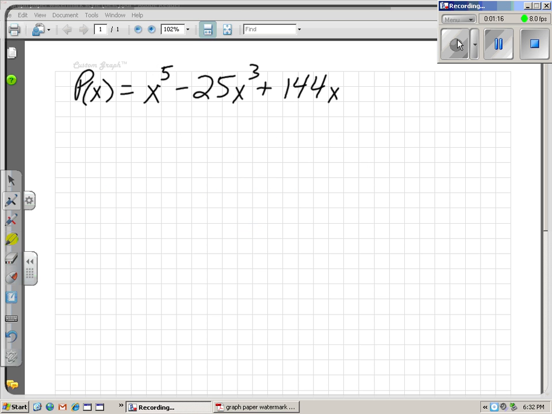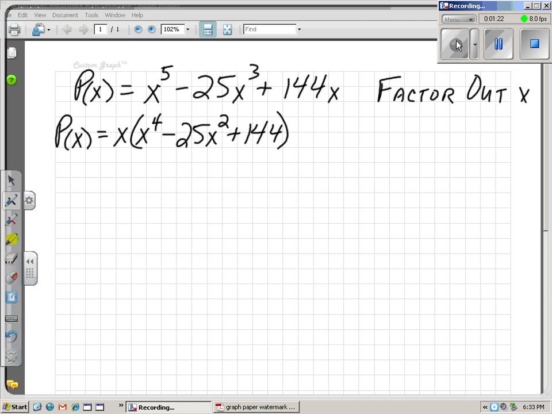First thing I notice is that each of those terms has an x in it. So let's factor that x out. So we pull that x out front, and now we have x times x to the fourth minus 25x squared plus 144. Okay, at this point, I'm going to take a peek at the graph. And I notice when I peek at my graphing calculator that I might have zeros at 3, 4, and -4. So I'm just going to start testing those zeros.